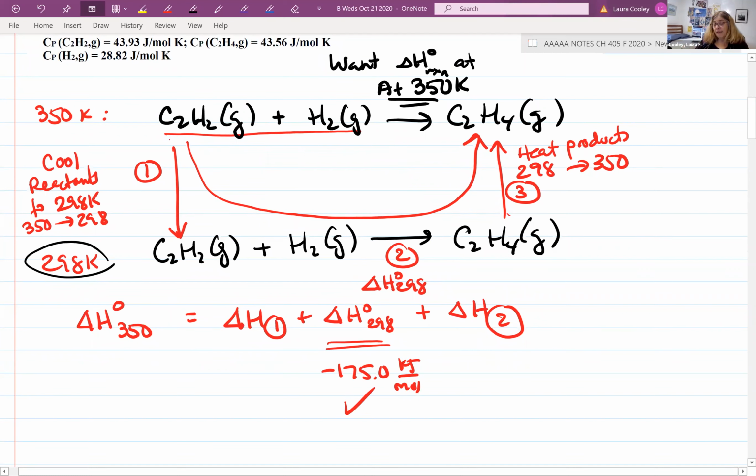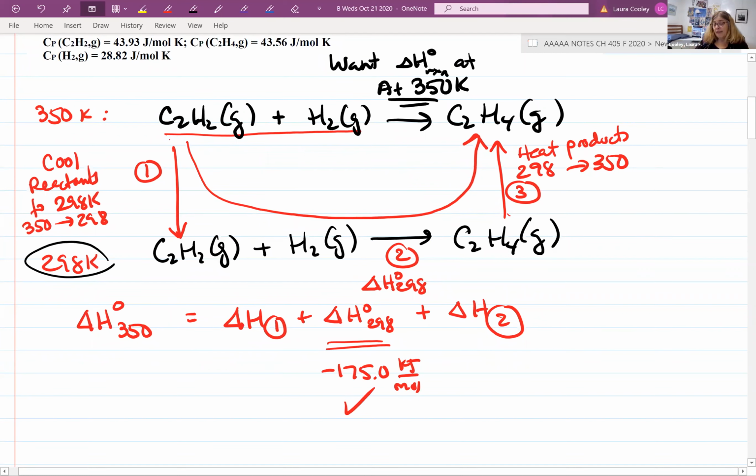So this was for cooling the reactants. This is for heating products. But there's only one product. That product is C2H4. It's also got a 1 here. These are all 1. So I just need to use the heat capacity, which is given on that piece of paper. Delta H2 is N CP of C2H4 times delta T. But this delta T now is 350 minus 298, or positive 52.